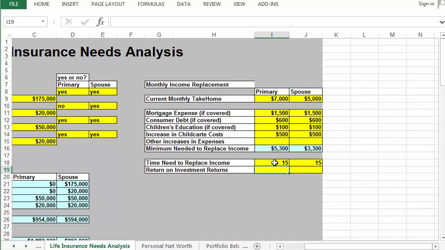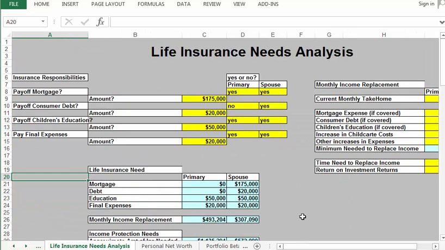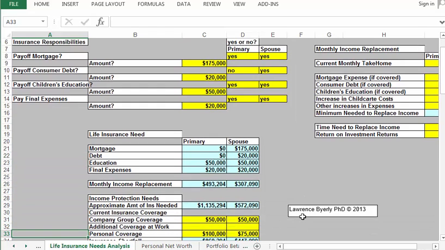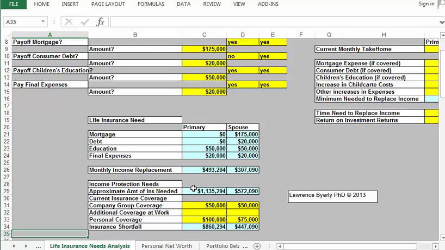What kind of rate of return do we make on our investments? Again, we'll talk about this when we get to the investment chapter, but let's just use a moderate rate. Let's say 10% is what we can earn on our investments. So if we go back over to the side here, now we can complete the analysis. To replace the income for the primary for 15 years, we're going to need roughly $500,000. The total amount needed is essentially $1.13 million, and they already have $150,000.